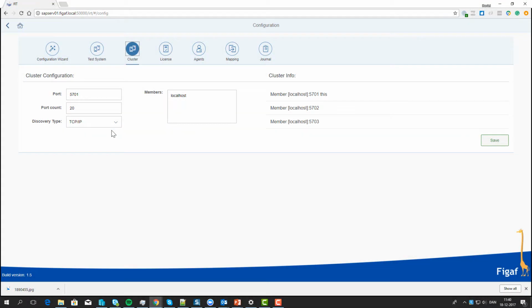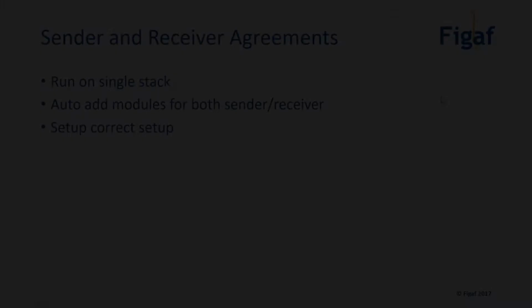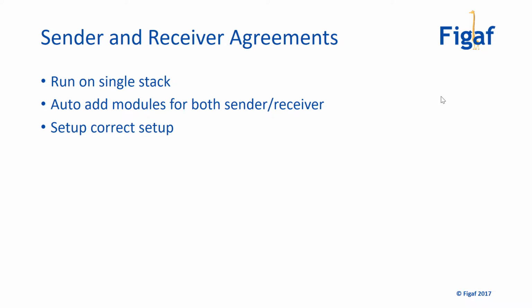If we have a look at the configuration, the normal way of doing this would just be to use the multicast functionality. This is all documented in the user manual, how to set this up. But you can also use this TCP IP discovery and set up all the different nodes if they're in different data centers and stuff like that. So this makes it a lot easier for you to set up and leverage all of the systems that you have.